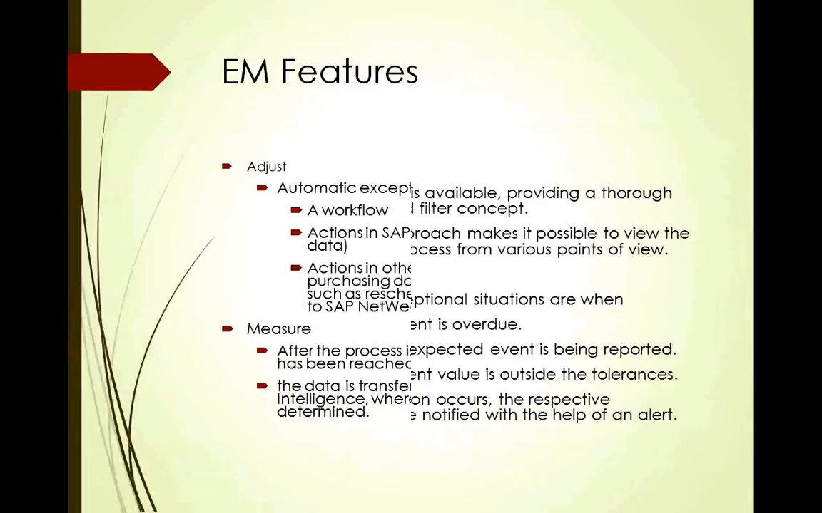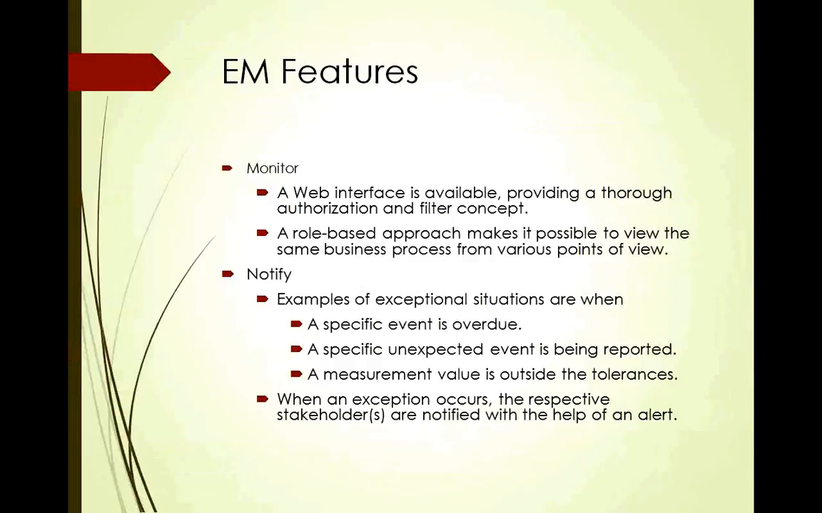So I think I've given an example: adjust, monitoring, notify. These are all examples. Just go through this slide. It's the same thing which I have been speaking of. Monitoring means a web interface is available, providing an authorization filter, and a role-based approach makes it possible. So you can monitor the entire shipment through the web UI. Like in TM we have a UI, similarly in event management we also have a web UI, where based on various scenarios you input some data and the output is obtained, which is enough for you to have visibility of the shipment. Is this slide clear? Yeah, okay.